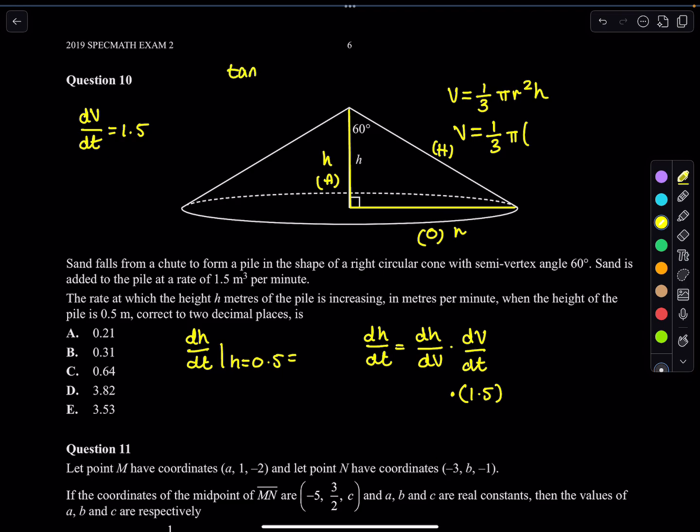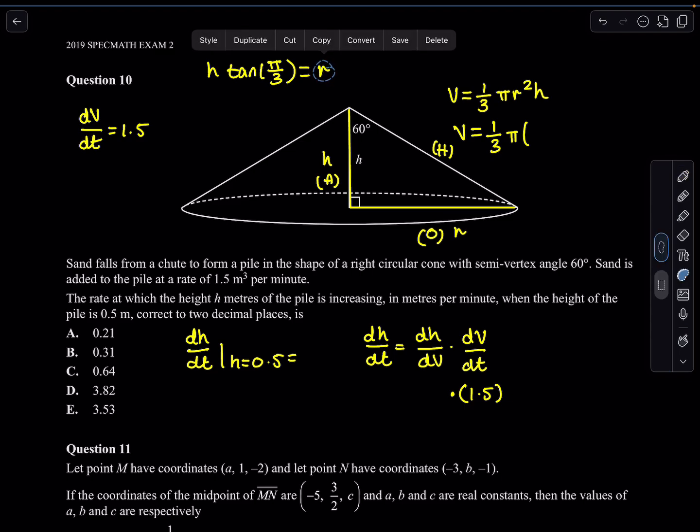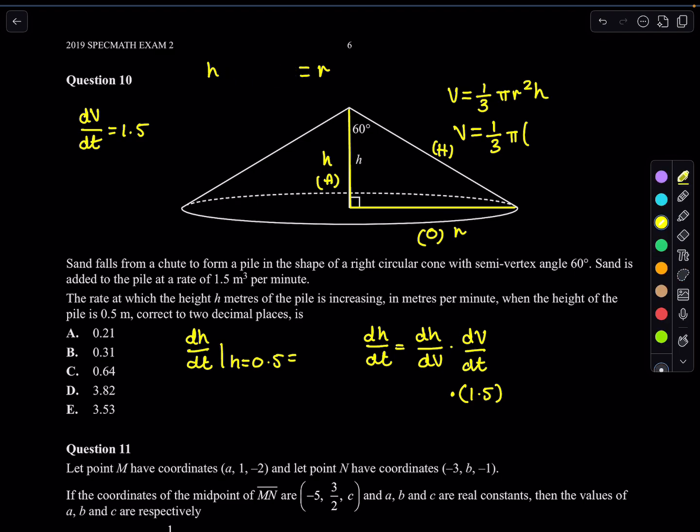So we can say that tan of the angle, 60, which is pi on 3, is equal to your radius divided by your height. Hence your radius is, multiplying height on both sides, you get radius is just this value over here. And what's tan pi on 3? It's actually just root 3. Write that there. Root 3.